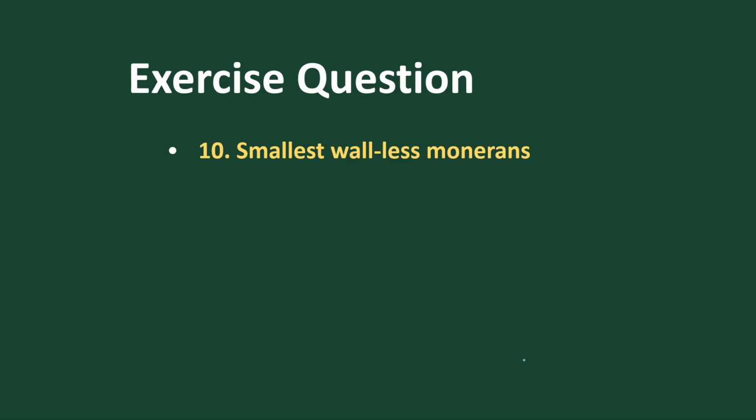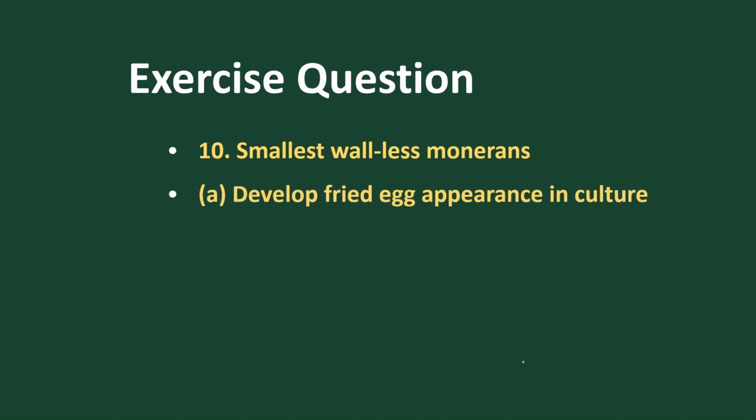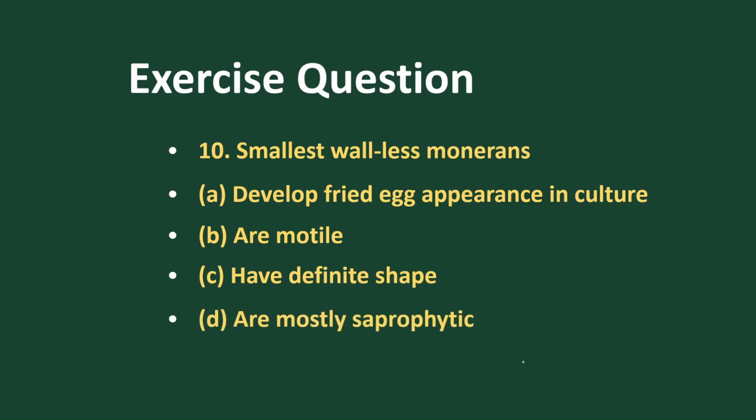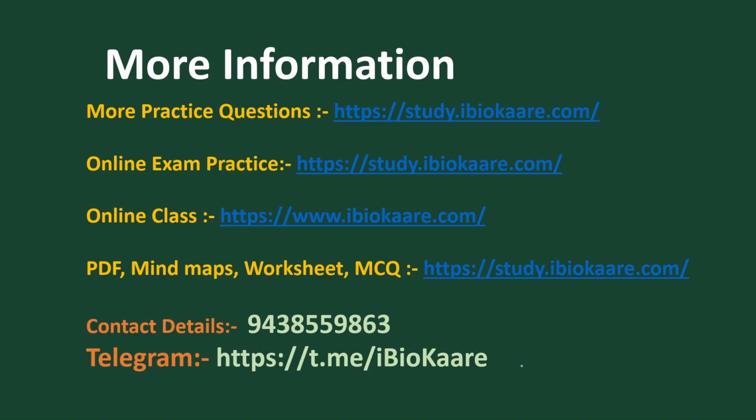The smallest wall-less Monerans, meaning they don't have a wall, meaning the smallest prokaryotic cells, as we all know. You can go through it. Develop fried egg appearance in culture, yes. Are motile, have definite shape, are mostly saprophytic. You go through the questions.